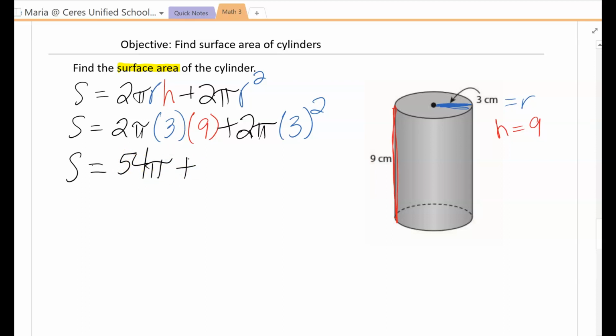And then here, remember, order of operations. You have to do the squared first before you multiply. So 3 squared gives you 9, and then 9 times 2, that's 18 pi. And then if you just add those, that's going to give you 72 pi. And then my units are centimeters squared.